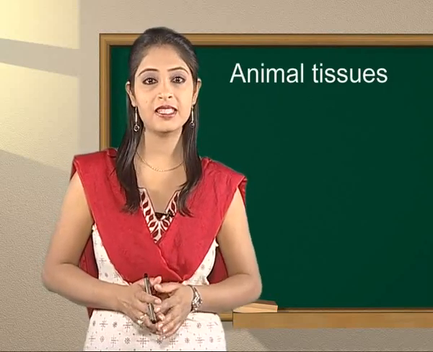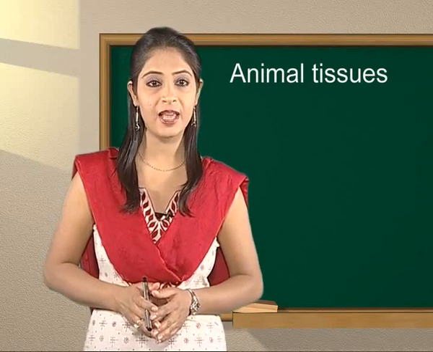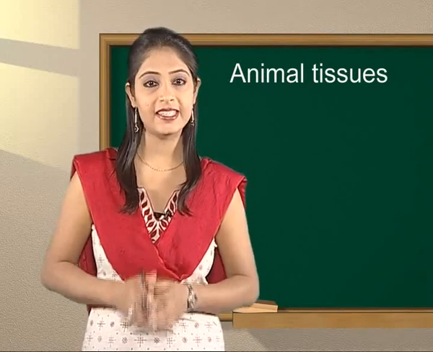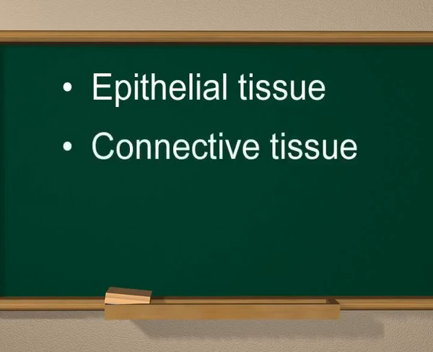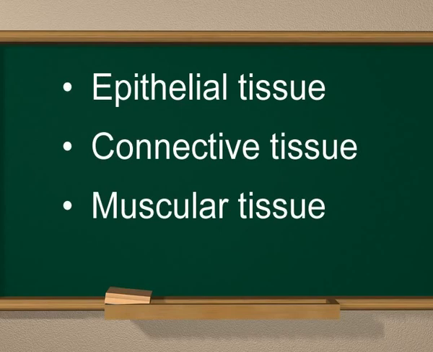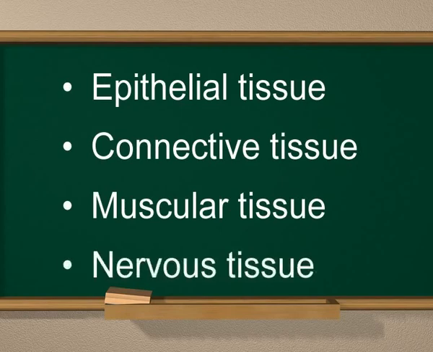In animals, there are 4 basic types of tissues. These are epithelial tissues, connective tissues, muscular tissues, and nervous tissues. But in today's topic, we will study connective tissues and their types in detail.